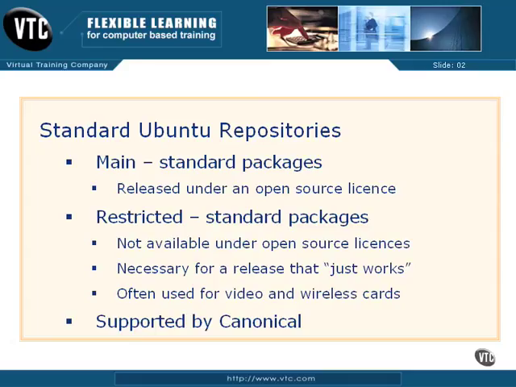The restricted repository is a matter of some controversy, as it includes packages with closed source licenses, such as how Microsoft Windows is licensed. However, these packages are key to the Ubuntu approach, and they believe necessary to an operating system that just works. For example, the Ubuntu Restricted Repository includes packages associated with closed source hardware, including some video cards and wireless networking cards.